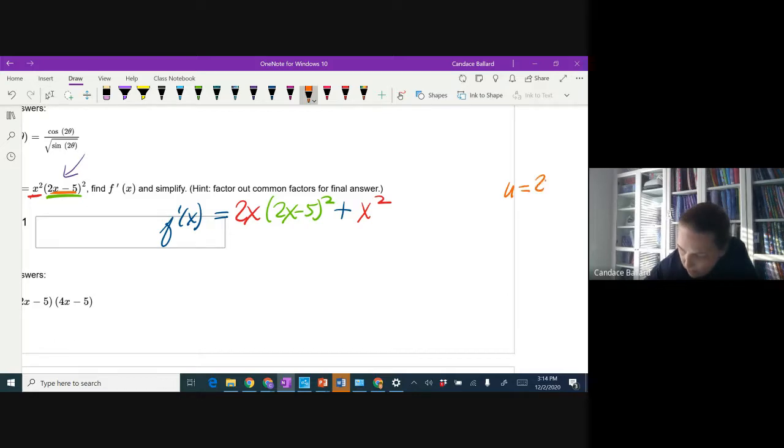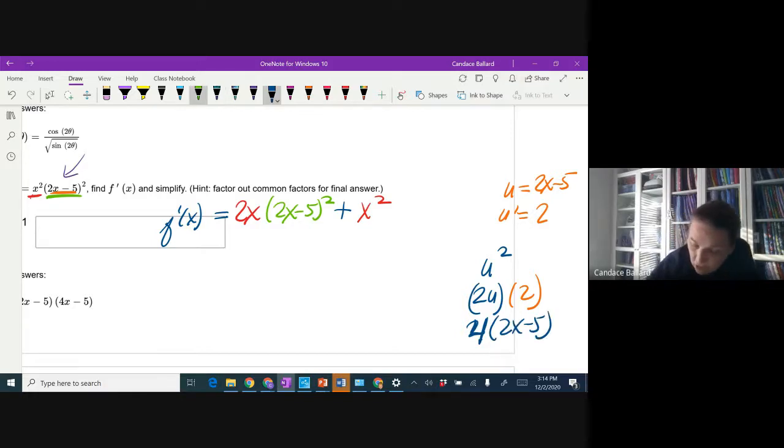So my u is going to be equal to 2x minus 5, which means that u prime is equal to 2. Then my outer function is going to be like u squared, so its derivative is 2u times the inside, which is 2. So it should be 4, right? 2 times 2 is 4, times the u, which is 2x minus 5. So that's actually the derivative of your green, times 2x minus 5.